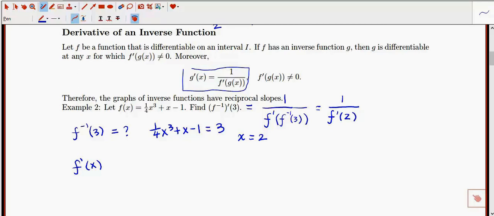And what is f prime? Well, it's a simple problem. 1/4 times x cubed, the derivative is 3/4 x squared. And the derivative of x is just 1. The derivative of the constant -1 is 0. So f prime of 2 equals 3/4 times 2 squared plus 1, which equals 4. And our answer is 1/4.